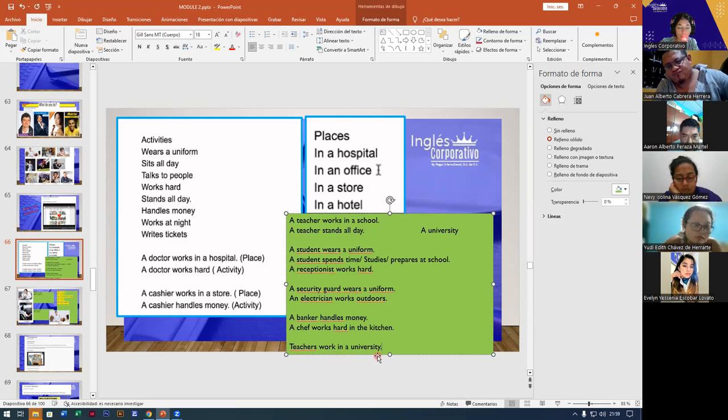Now it's plural form. If you substitute teachers, what is the subject pronoun that we can use? They. Perfect. So it's they work in a university. Teachers work in a university. Security guards wear a uniform. Electricians work outdoors. Bankers handle money. Chefs work hard. So plural, base form of the verb.